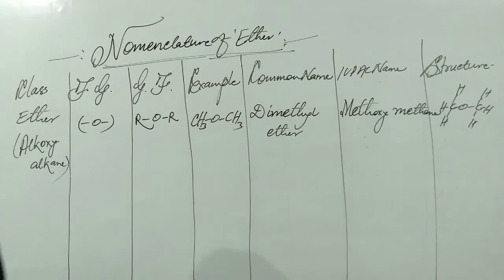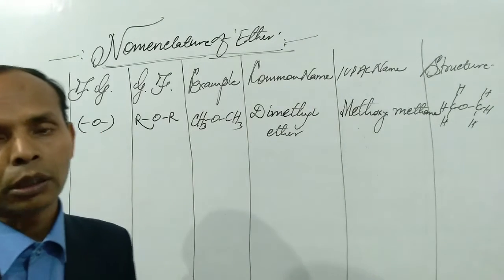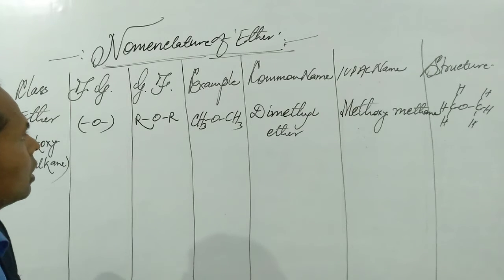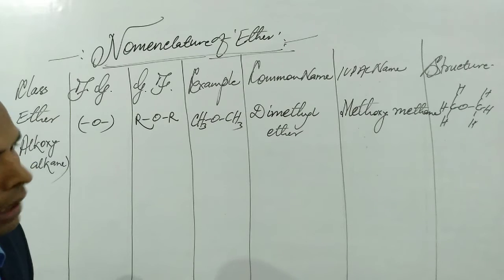An alkyl group is a group that can be obtained by the removal of only one hydrogen atom from an alkane. So it is called an alkyl group. Generally it is denoted by capital R.